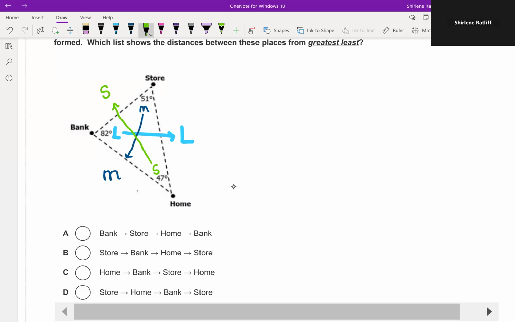All right, so we want to make our journey around this triangle and cross over the largest side first and the smallest side last. So I think we should start at the store and go home. That would take me down the largest side. From home, we should go to the bank, and then from the bank, we should return back to the store. So store to home, home to the bank, back to the store would be answer choice D.